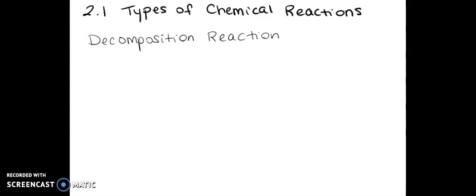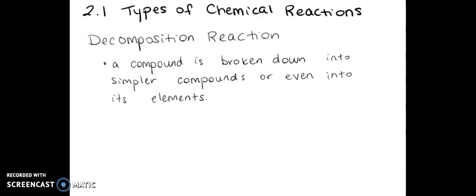The second type of reaction we're going to talk about is called a decomposition reaction. The word decomposition has the word decompose in it, so you're decomposing something or breaking it down. A decomposition reaction is when a compound is broken down into simpler compounds or even into its elements. For example, the decomposition of water breaks water down into oxygen gas and hydrogen gas.